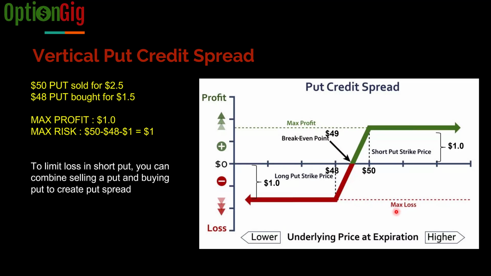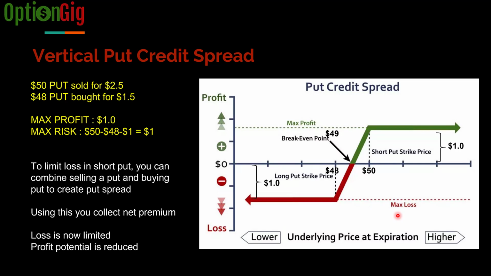Net net, to limit the loss in a naked short put, you can combine selling a put and buying a put to create a put spread. By creating a put spread, you collect a net premium, but it is much lesser than what you would have collected with just a naked put. The advantage is your loss is limited, and since your loss is limited, your buying power or margin requirement is also much lesser than for a naked put, but at the cost of reduced profit potential. Earlier the max profit was $2.50 for a naked put, but with this put spread your max profit is only $1.